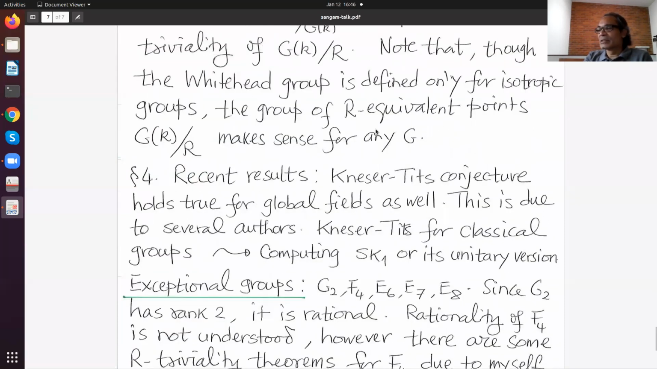So I seem to have gone rather faster than what I imagined. So let me come to the last section now on recent results. This is on the Kneser-Tits problem.